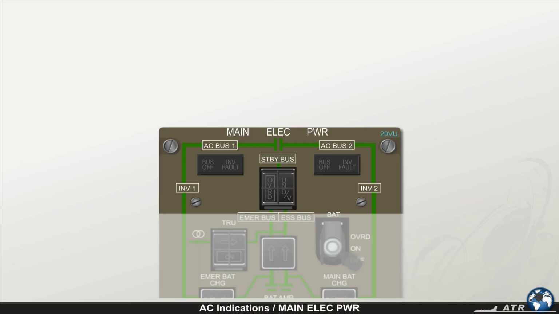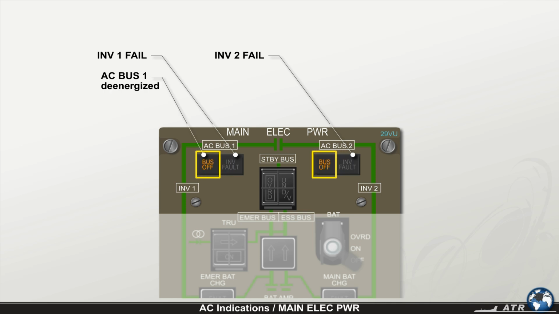The main electrical power panel is fitted with 4 amber lights to indicate a failure of the static inverters or the main AC buses. The inverter fault lights indicate a failure of the inverter 1 and/or of the inverter 2, while the bus off lights indicate that the AC bus 1 and/or AC bus 2 are de-energized.